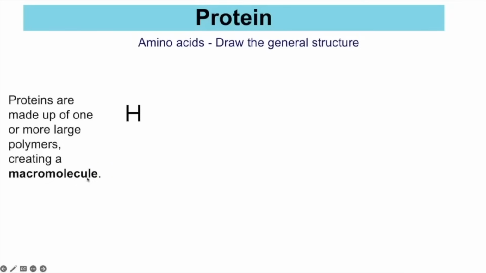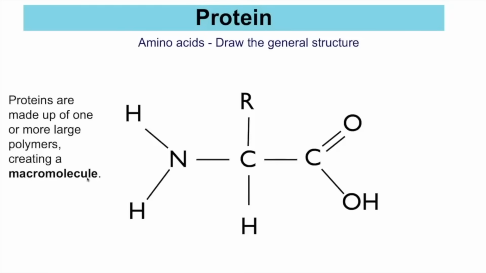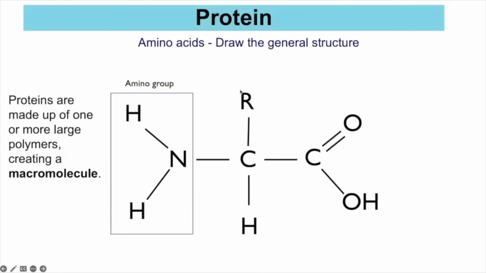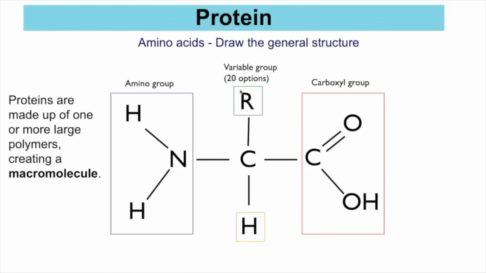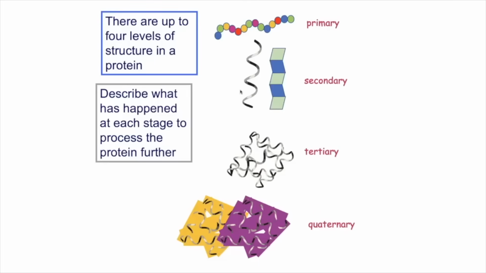They're made up of the amino acid monomers, and here is our general structure of an amino acid. We have a central carbon with an amine group, a carboxyl group, a hydrogen, and then the R group is the variable group. And that means it is the part that changes in all 20 different amino acids. Proteins are organized into 4 different levels.